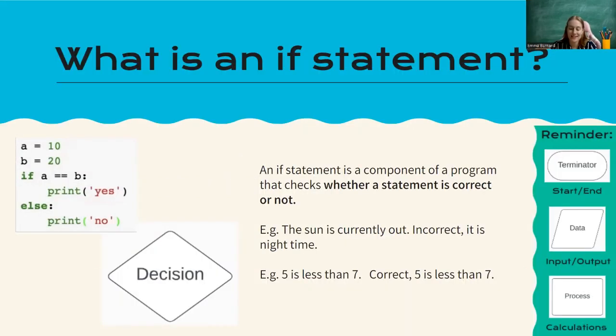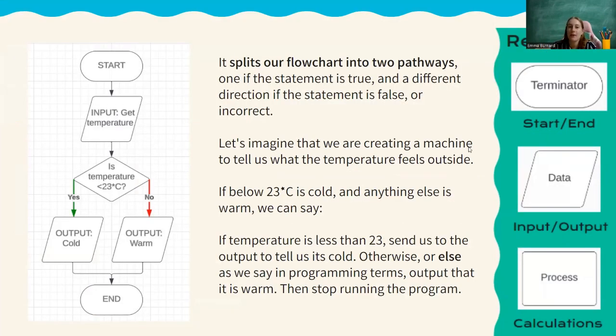What is an if statement? Today we are going to look at another shape and form of processing called an if statement. And an if statement is a checkpoint where we see if something is correct or not. In code, it looks something like this. So if we have A equal 10 and B equals 20, and the question we're asking is A the same value as B? And if it is, we say yes, else we print no. It splits our flowchart into 2 pathways. One if the statement is true, and a different direction if the statement is false or incorrect.